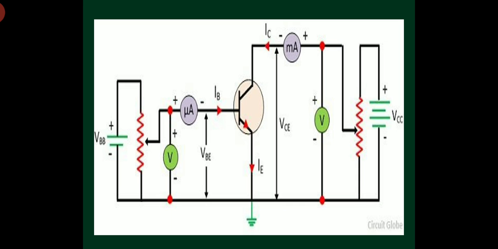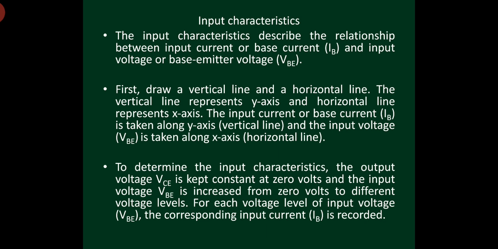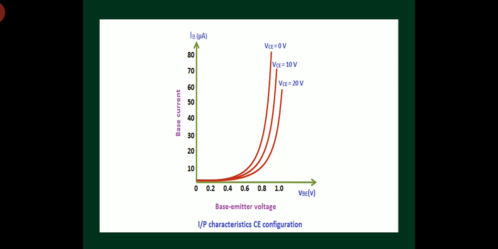So to determine the input characteristics, output voltage is kept constant at 0 level, let us suppose, and the input voltage VBE is increased from 0 volt to different voltage levels. For each input voltage level, note the corresponding reading of IB, okay, and plot it in the graph. So I will get characteristics like this.